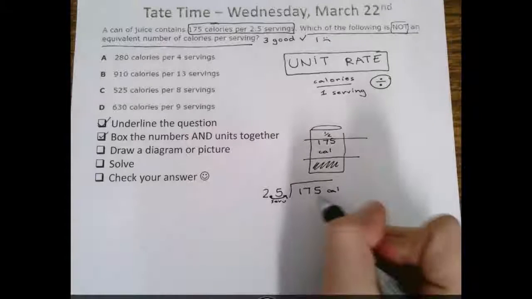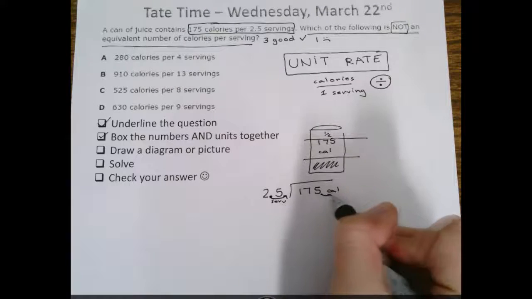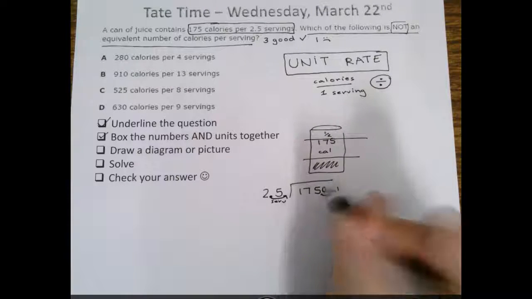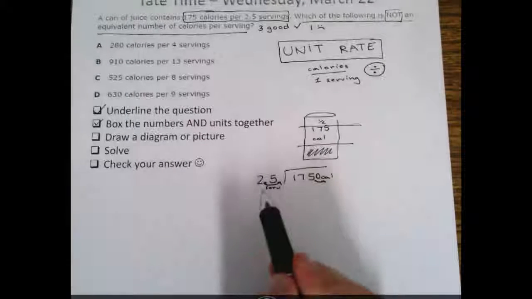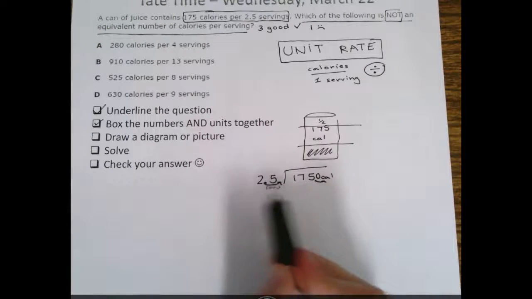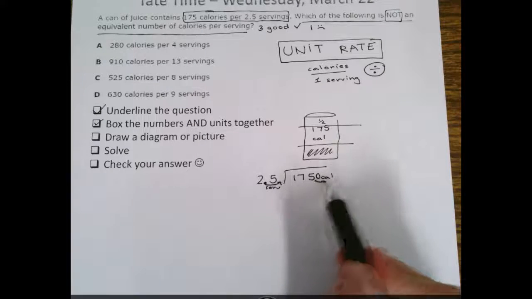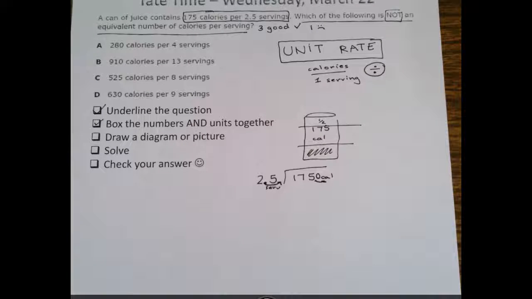And I'm going to make this number 10 times bigger. So instead of just being 175, it's going to be 1,750. Okay? So let's check that out. All I just did is I times this by 10, and now it's 25, and I times this by 10, and now it's 1,750. That's going to mean that I don't have to worry about the decimal when I do my division.